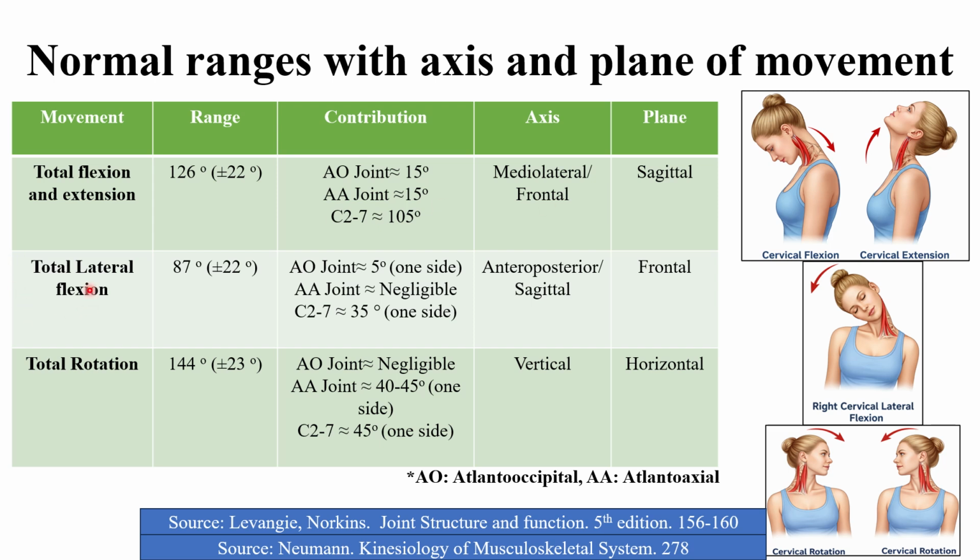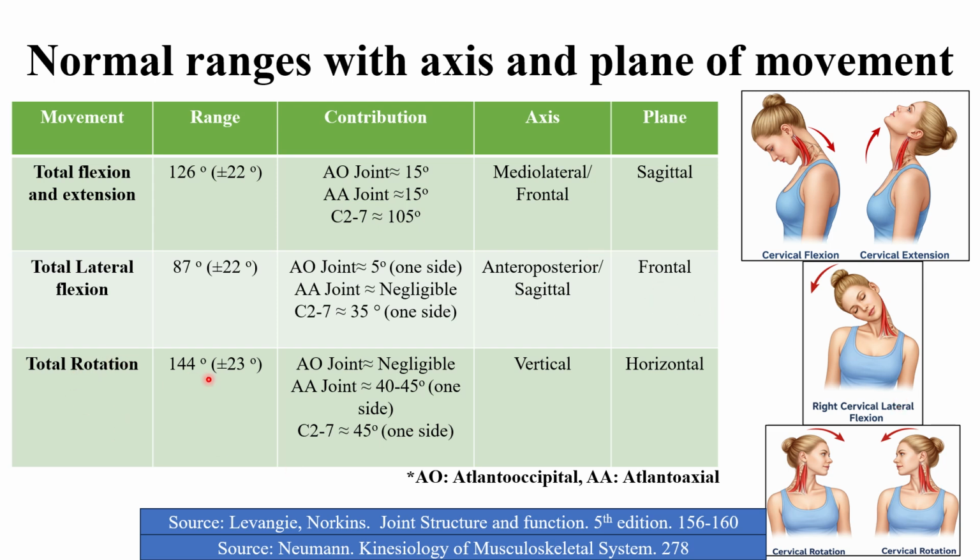Likewise, we have the lateral flexion movement, which basically has a range of 87 degrees with a standard deviation of 22 degrees. Here it is Atlantooccipital joint to one side, that means either right side or left side, contributing about 5 degrees of lateral flexion. Atlantoaxial is almost negligible, and C2 to C7 again you get maximum, which is 35 degrees on each side. Axis of movement is sagittal, plane is frontal.